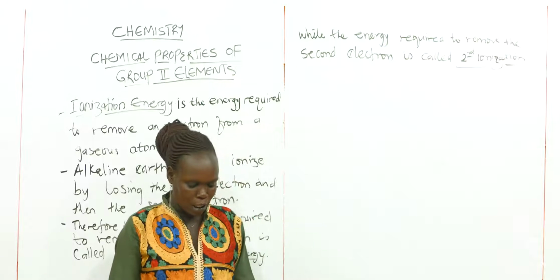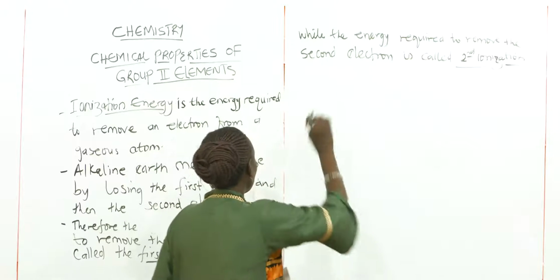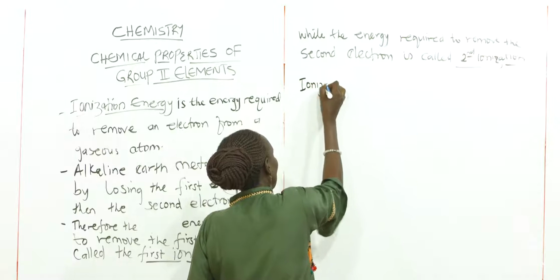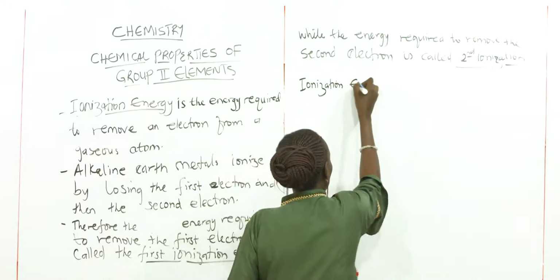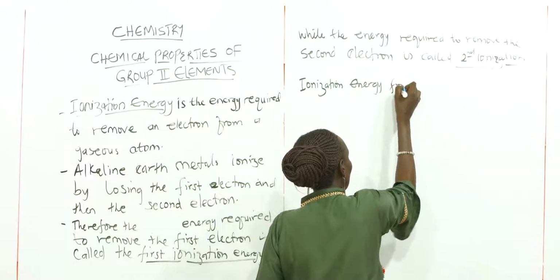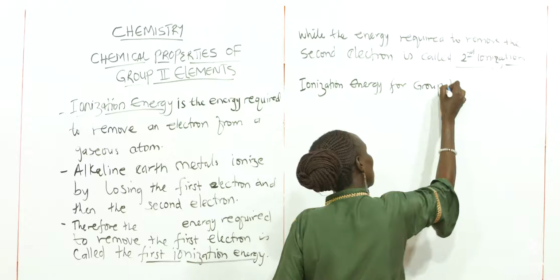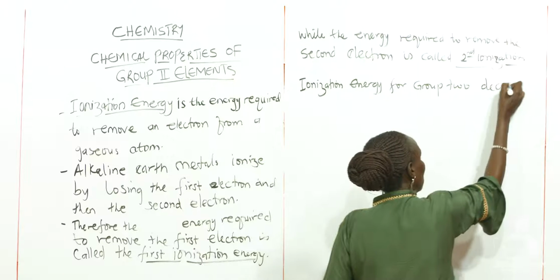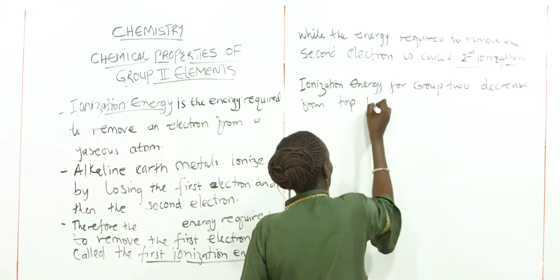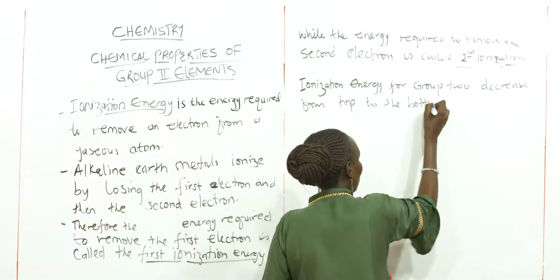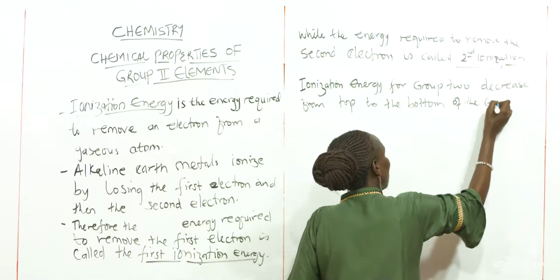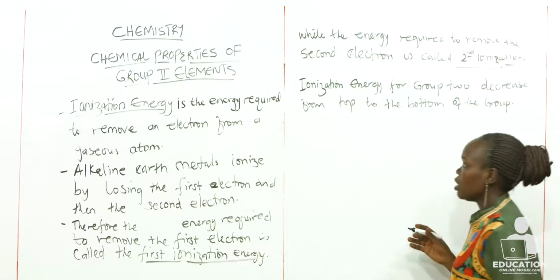So we are going to say that the ionization energy decreases here in group 2. Ionization energy for group 2 decreases from top to the bottom of the group. We see that the ionization energy decreases as we move from top to the bottom.